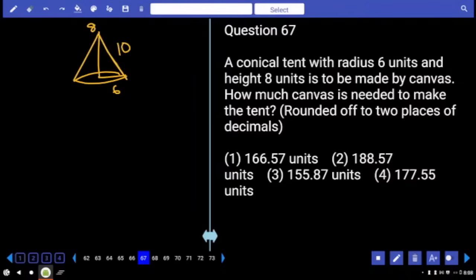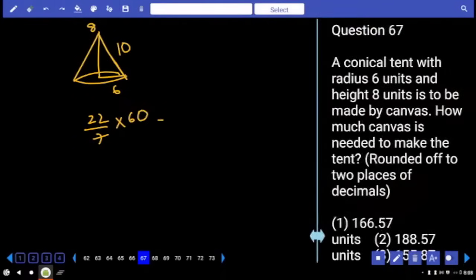There is the triplet, 3, 4, 5 ratio. If you want to prepare a conical tent, what is it that you should take? Is it curved surface area or the total surface area? Only curved surface area, which is pi r l. Pi 22 by 7 into r. How much is r? L. 6 into 10, 60. Correct?